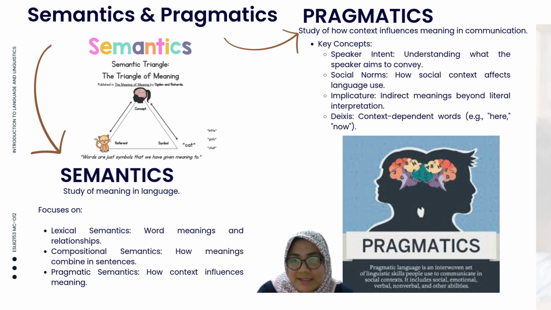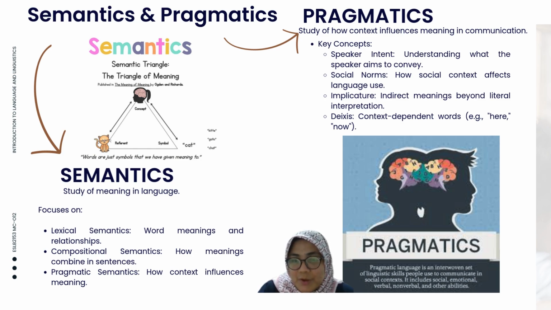Firstly, lexical semantics. This involves the meanings of individual words and their relationships with one another. For example, understanding synonyms, antonyms, and homonyms helps us grasp the nuances of language. Next is compositional semantics. Here we look at how meanings combine to form sentences. It's about understanding how the arrangement of words affects the overall meaning conveyed.